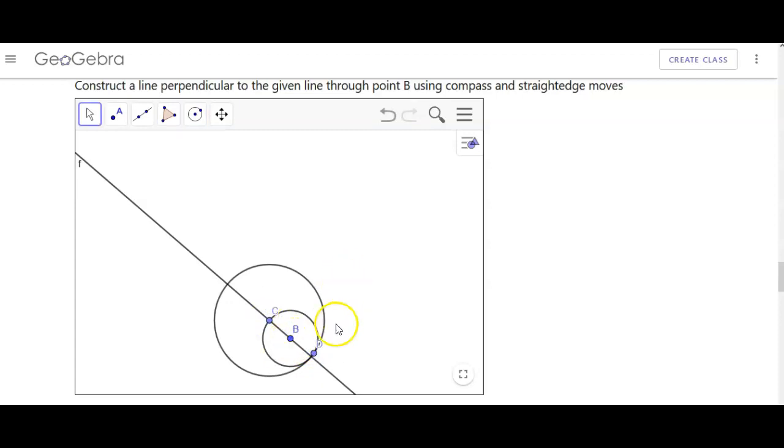Oops, that one's not a very good one. Here we go. So we're going to go from this side to C, and then from C back to D. And now we can see where those 2 circles intersect, and that is going to be our perpendicular line.